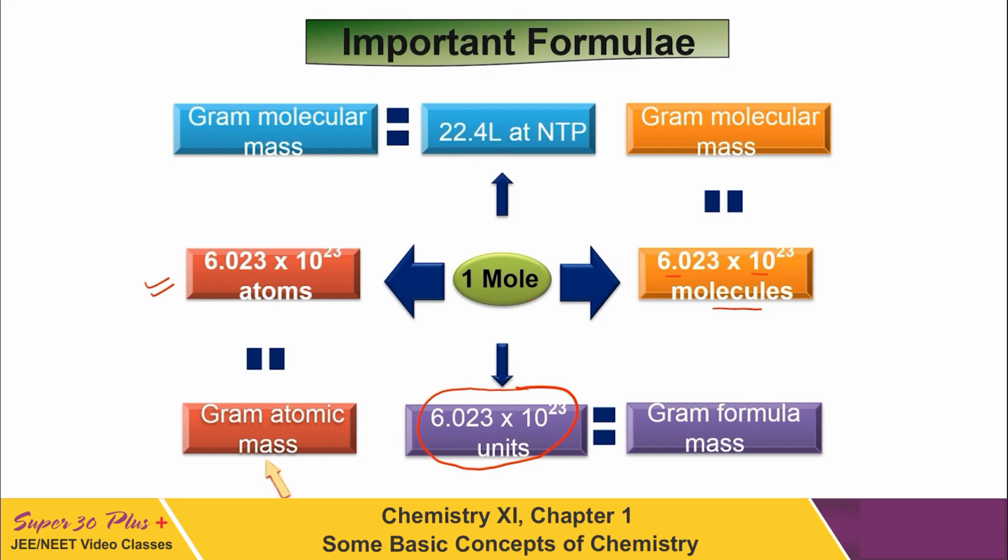And what is the mass of 1 mole? The mass of 1 mole is the gram atomic mass. It is the mass of 1 mole. 1 mole is also equal to 22.4 liter volume at NTP. NTP is the normal temperature and pressure.